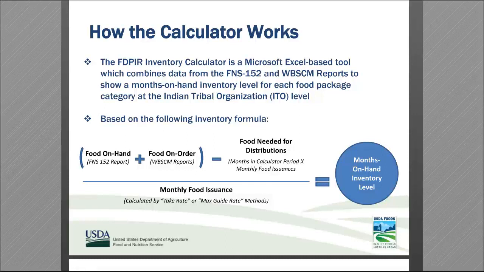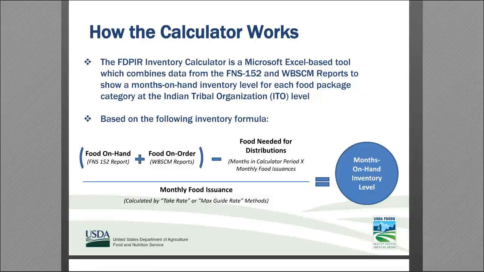The calculator reads the FNS 152 report to get the number of units in inventory, or food on hand, and it reads the WebSCM reports to get the number of units scheduled for delivery in our calculator period, or the food on order. It then adds those two totals together to give us the total number of units available for distribution. The calculator then subtracts the total food that will be needed for distribution during the calculator period, and this is calculated by multiplying the months in the calculator period by the amount of food issued in 1 month. This gives us the total units available at the end date of the calculator.